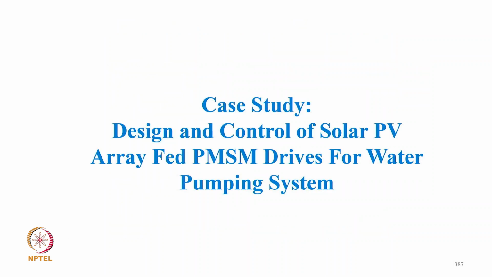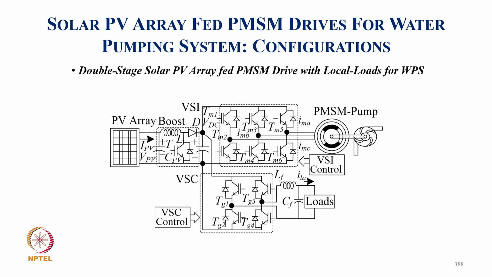Now coming to the case study on design and control of solar PV array fed permanent magnet synchronous motor drive for water pumping system. This is the typical diagram. We have a PV array, we have a boost converter for maximum power tracking, and of course we have an auxiliary load with a single phase converter for feeding the auxiliary load also from the DC link. And the DC link, of course, from the control we maintain constant and drive this permanent magnet synchronous motor drive.